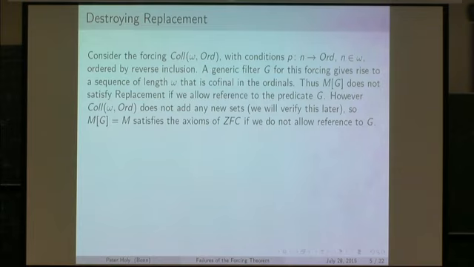Moreover, as I might verify later if time allows, this forcing does not add any new sets, which is actually not a new result. I mean, it's easy to see. And so the generic extension is just the ground model, if we consider the generic extension as a collection of evaluations of names in the ground model. And then, of course, since the ground model satisfies ZFC, the generic extension does as well.